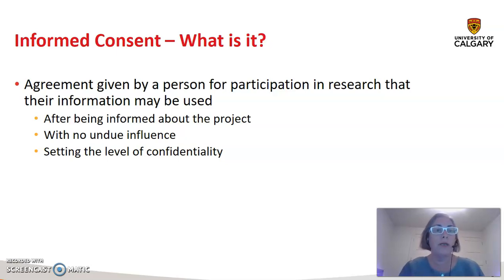The first thing we should talk about is what is informed consent. The definition is that agreement is given by a person for participation in research, that their information may be used. In other words, you contact a specific person and they will say whether or not they are comfortable with you using their information. They make an agreement either verbally, by implicit consent, or perhaps by signing a document. The key elements here are that they give this consent after being informed about what the project is about, without any undue influence, and with clearly setting what the level of confidentiality will be.